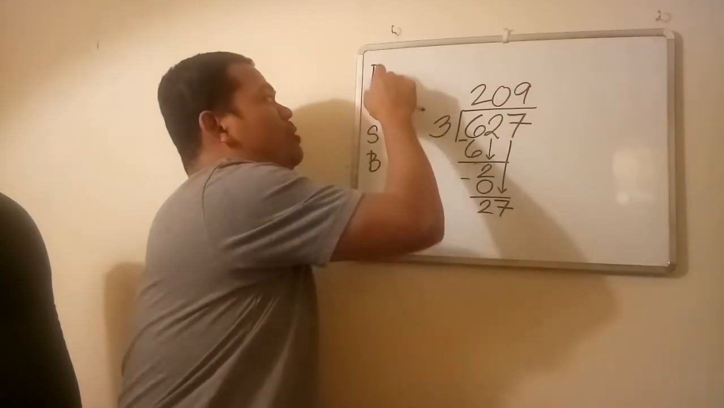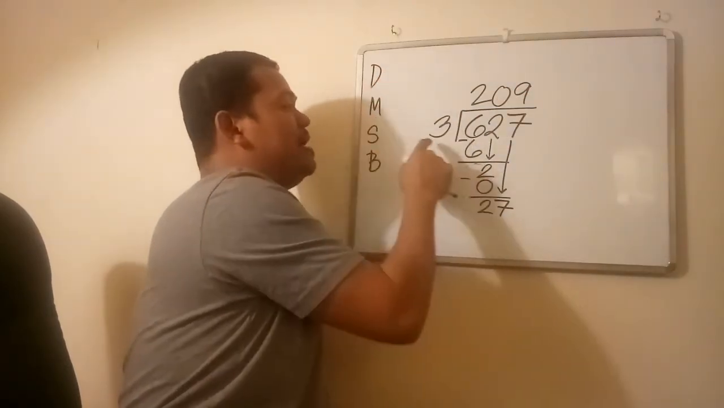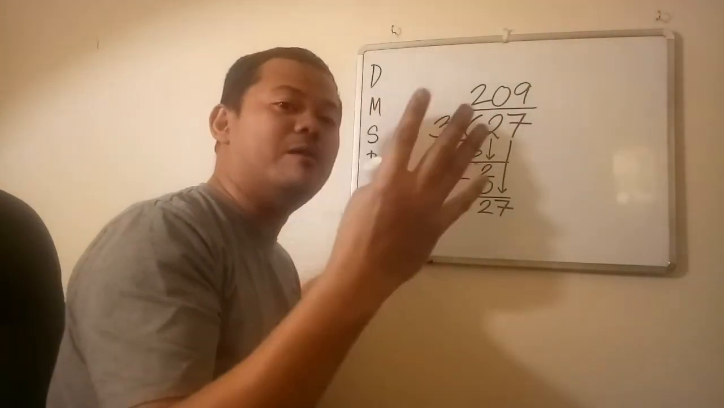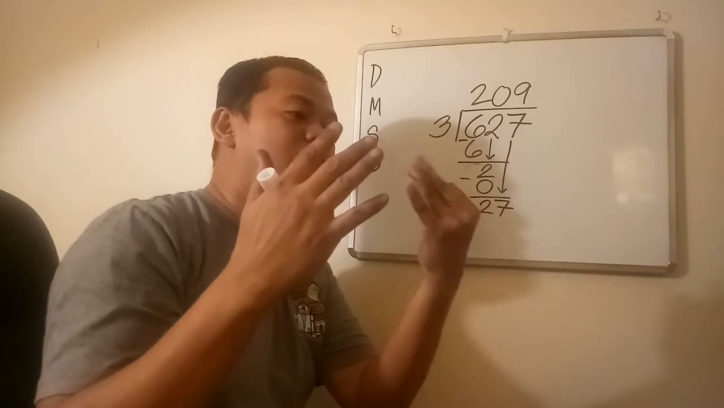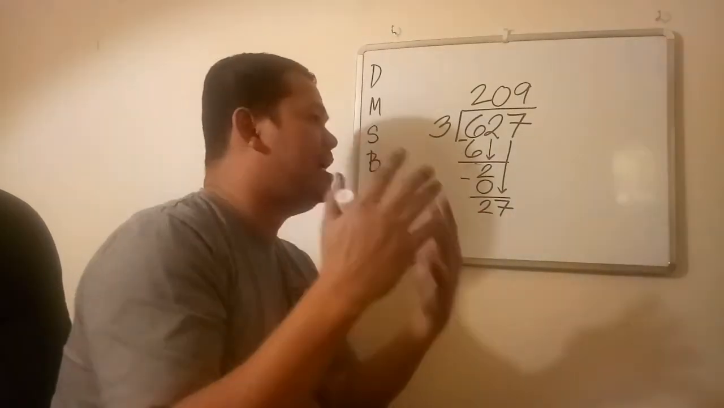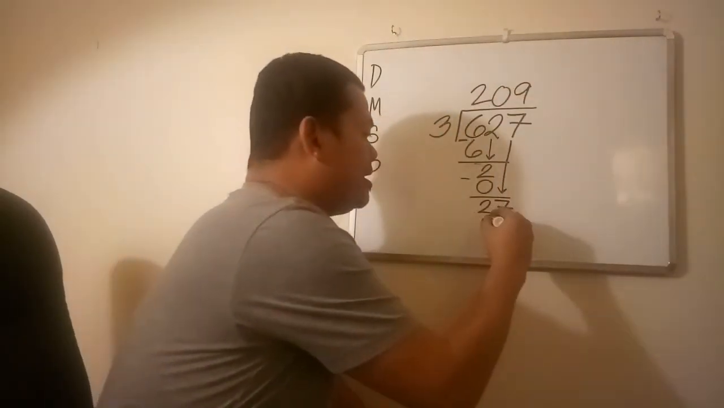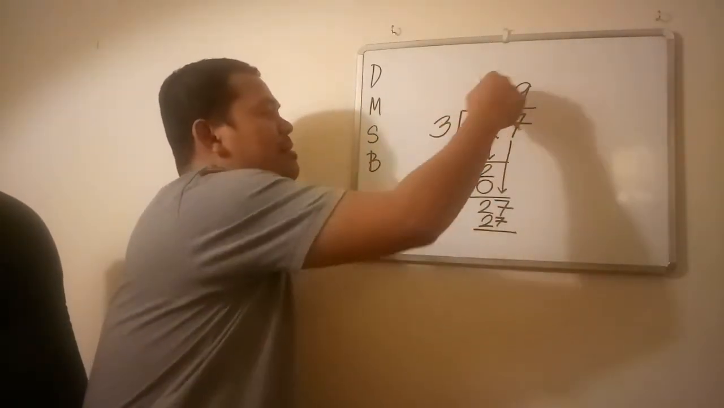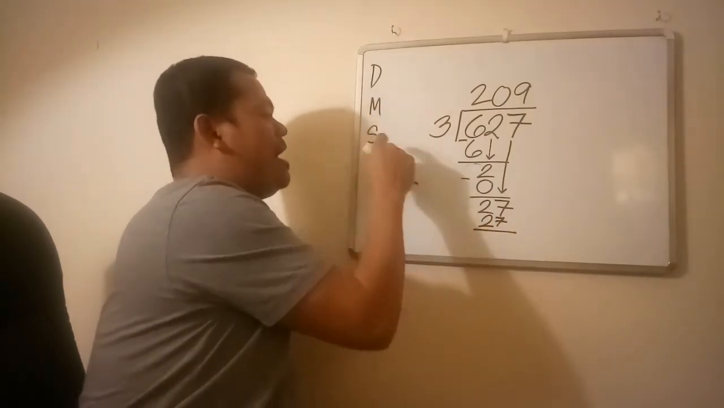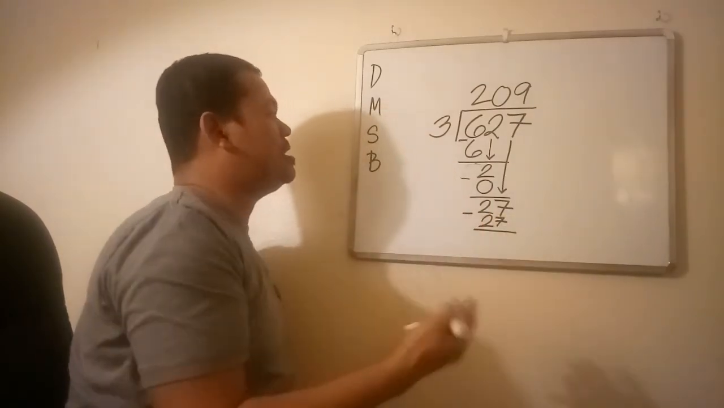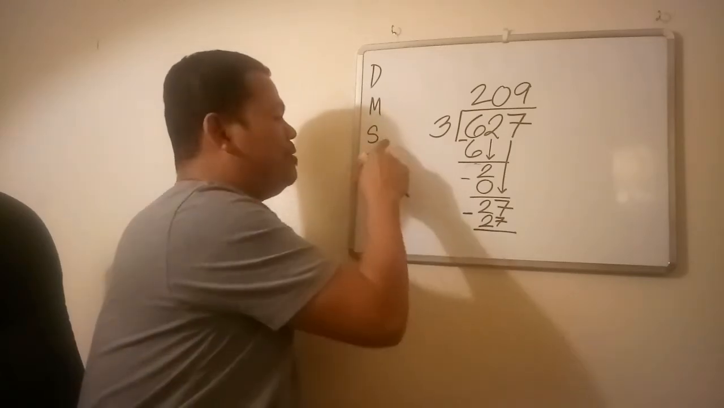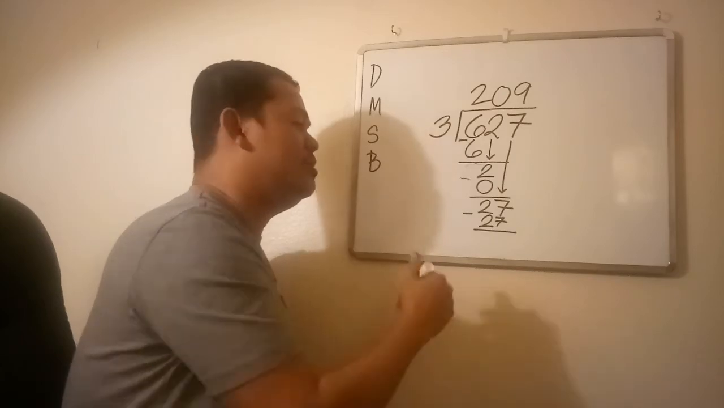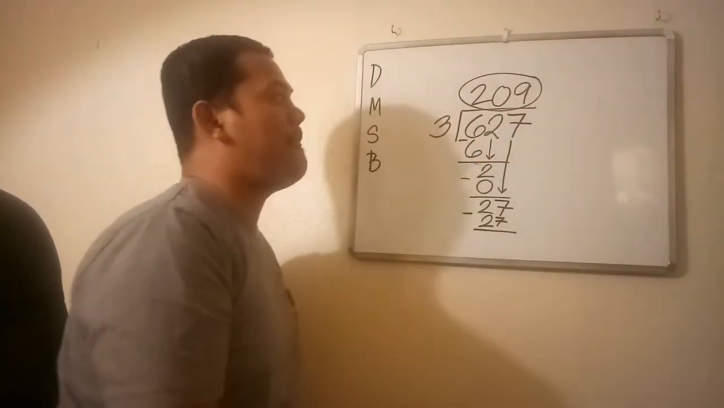Because we are done with dividing, we are going to multiply. 3 times 9 is, again, 3, 6, 9, 12, 15, 18, 21, 24, 27. It's 27. After you multiply, we subtract. 27 minus 27 is 0. Nothing there. After we subtract, we bring down. Do we still have a number to bring down? Nothing. So the answer is 209.